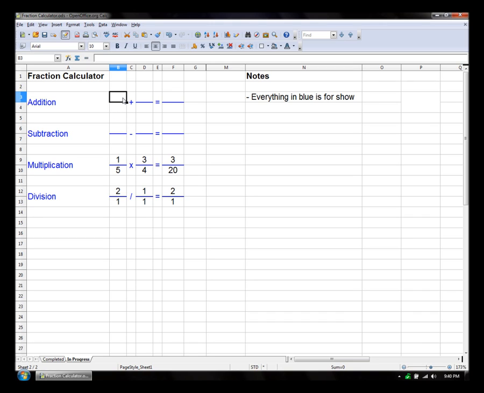Okay, so these other ones are a little bit trickier because we have to do a larger calculation than just multiplying. So first we'll start out with some numbers. We'll do 1 plus 1. And actually let's do something else. 1/3 plus 1/4.